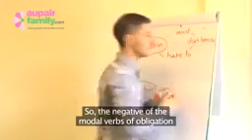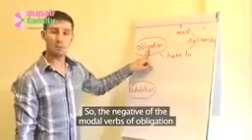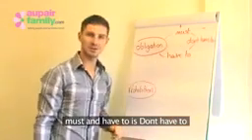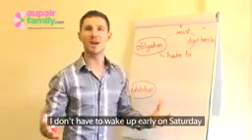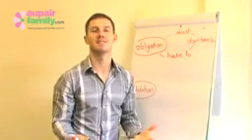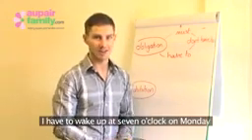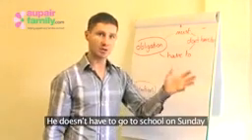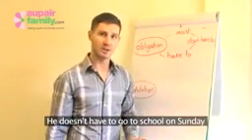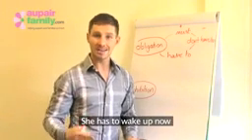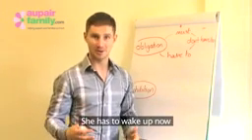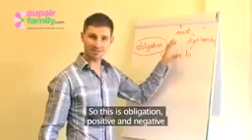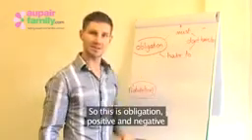So, the negative of the modal verbs of obligation must and have to is don't have to. I don't have to wake up early on Saturday. Yes. I have to wake up at 7 o'clock on Monday. He doesn't have to go to school on Sunday. She has to wake up now, or she has to do her homework. So this is obligation, positive and negative.